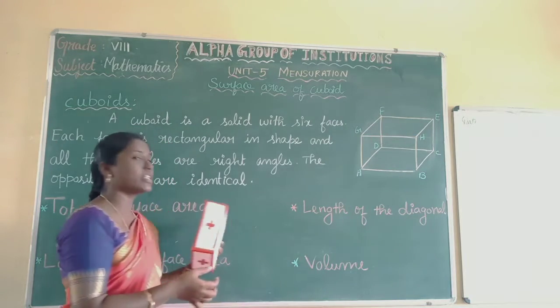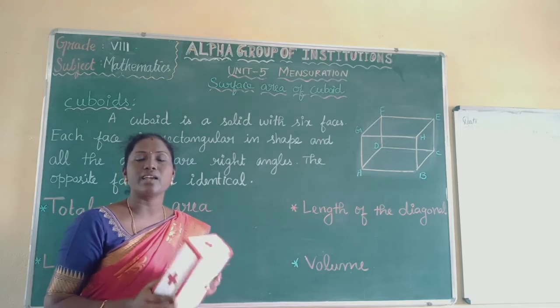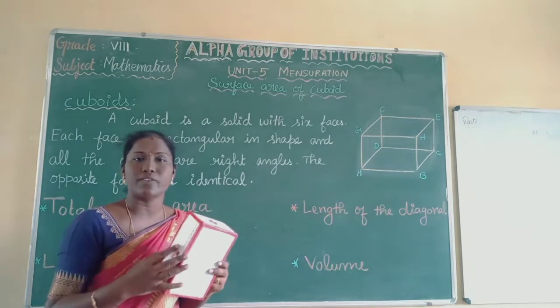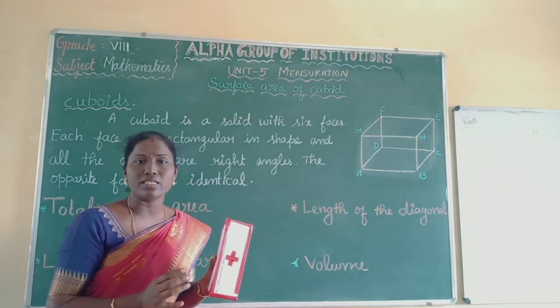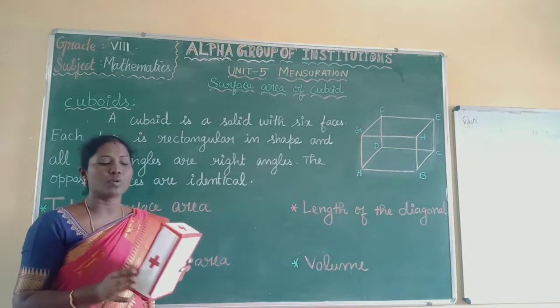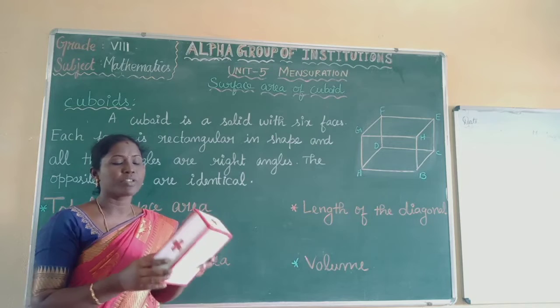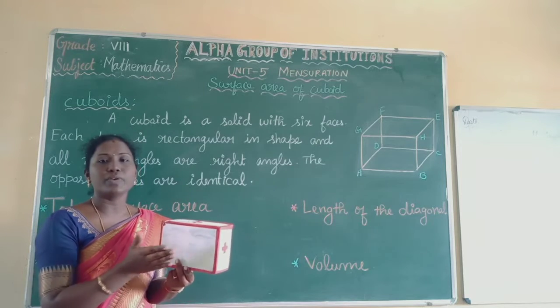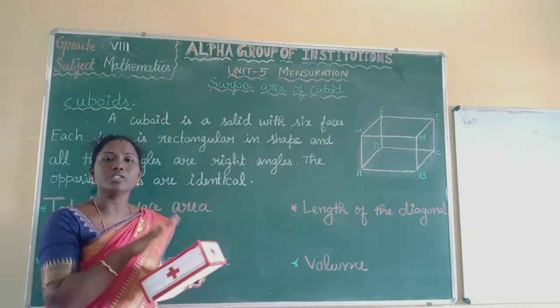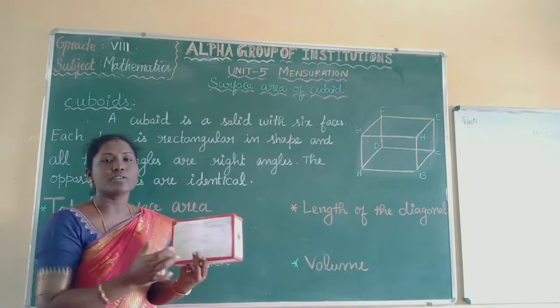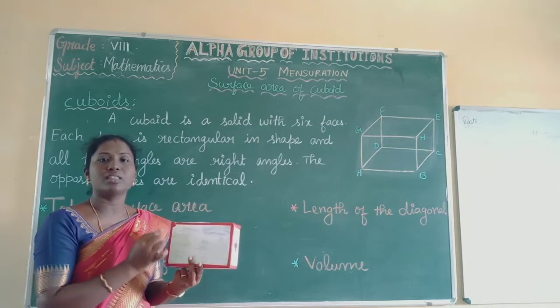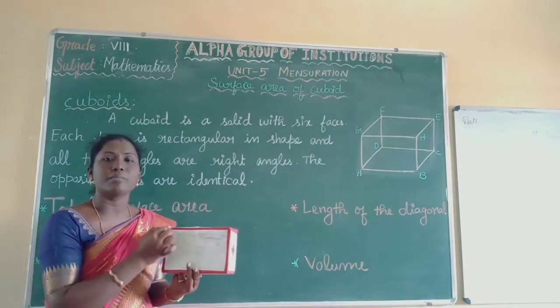So we are going to find the total surface area. Total surface area includes the area of all the 6 faces. First we will see one by one. First we are taking the bottom and top. See the sides of the bottom and top: the measures include the length and breadth.